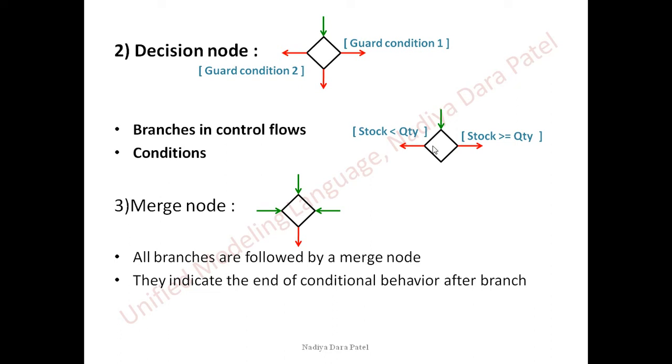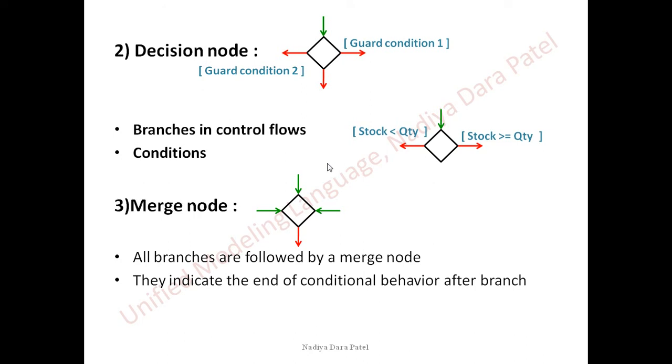So it is just going to show us what branches are in control flows and different conditions. Here is one example where I have taken, if the stock is greater than or equal to quantity, that means we have the stock. We are going to generate the bill, so I'll be traversing this arrow and then perform the next activity. If the stock is less than the quantity, that means we do not have enough stock to generate a bill or to go on selling that product. We will have to traverse through this arrow. So this is all about the decision node.